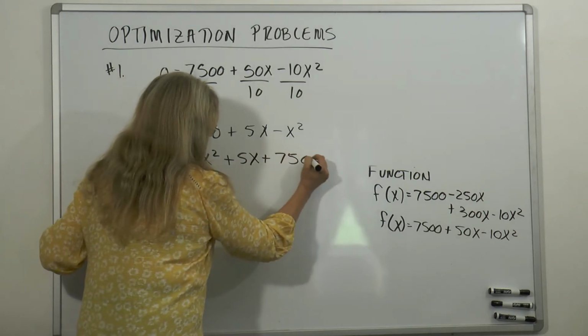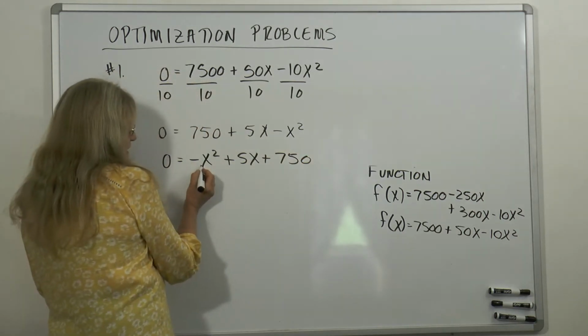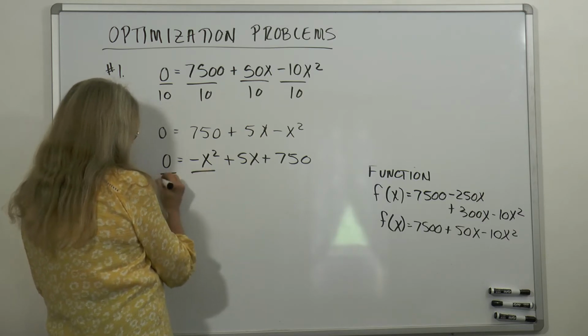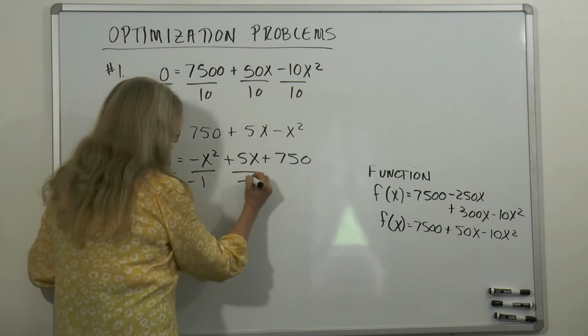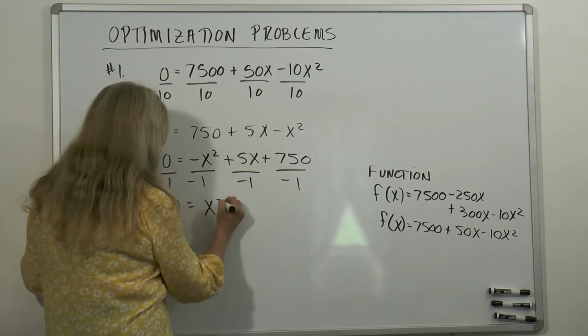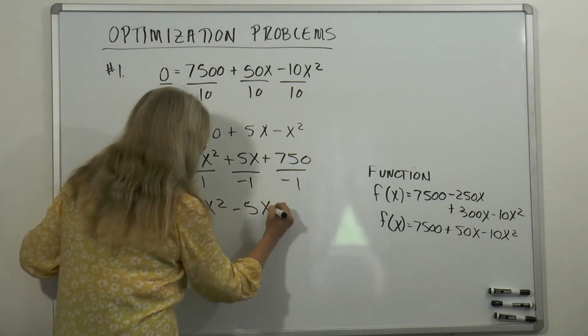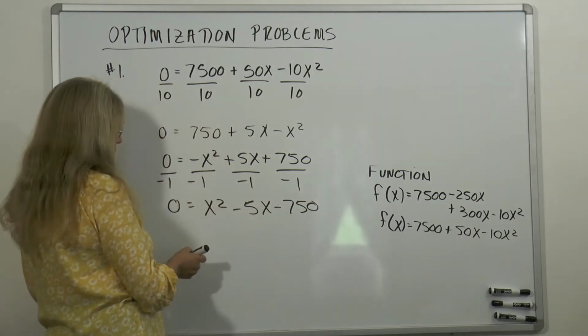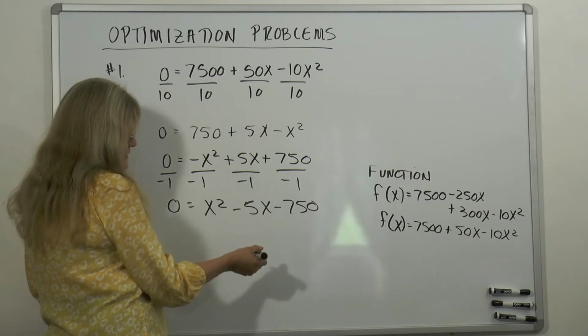This makes it easier. I also don't like this negative, okay? So I'm going to divide everything by -1, so I'm not starting with a negative. You don't have to do this. I think it makes it easier. So all that's going to do is change the sign of all the terms. Okay? So now, let's see.